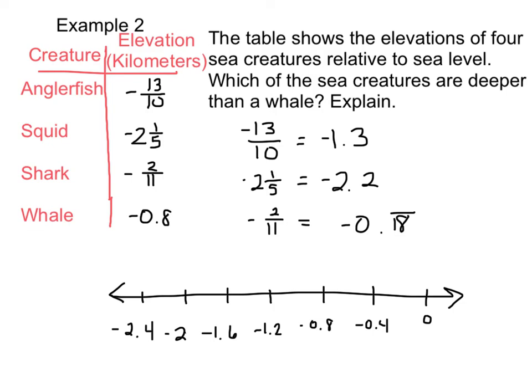Now, I drew a number line to help you out if you need it. Otherwise, if you can just figure it out, that's fine as well. So let's look at the number line. The shark is -0.18. That's going to be approximately right here. So there's the shark. The whale is right here. The anglerfish is -1 3/10. So if this is right here, that's -1 4/10. So -1 3/10 would be right here. So that's the anglerfish. And the squid is at -2.2, which would be right here.